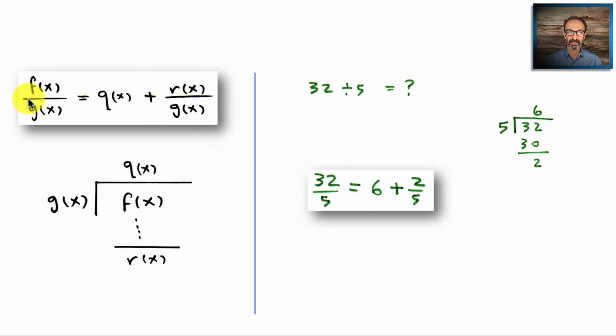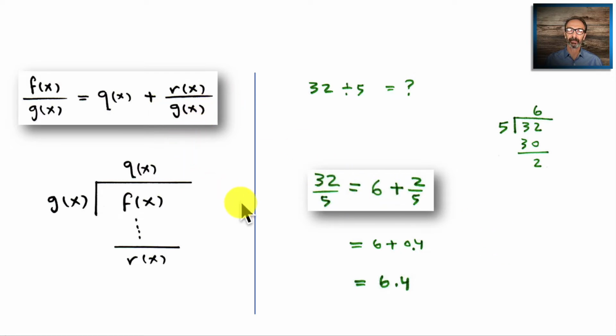Just applying the same format right here with numbers. So 32 divided by 5 equals 6 plus 2 over 5, which is 6 plus 0.4, 6.4. Try it on your calculator. 32 divided by 5, you get 6.4. So that's the formal way of doing it. Now, why do we start this way?